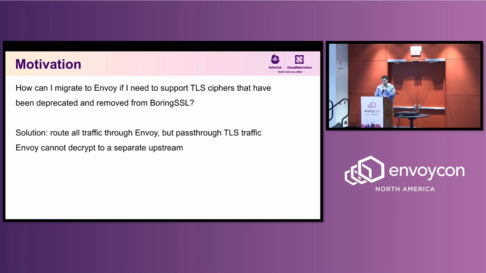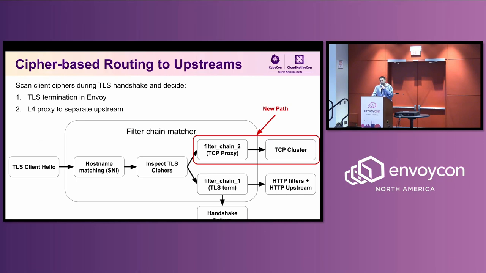So how does that work at a high level? Now, typically, on the normal request path, if we just pay attention to the lower path here, we essentially have TLS client hello, we do our hostname matching for SNI purposes, and then we go through the TLS handshake process, and if the TLS handshake is successful, then we perform termination, we decrypt the connection, and we go through our standard HTTP filters and send it to our HTTP upstream. If we cannot make the connection work because there's a lack of overlap between TLS ciphers, then we just send a handshake failure back to the clients and the connection is closed from there.